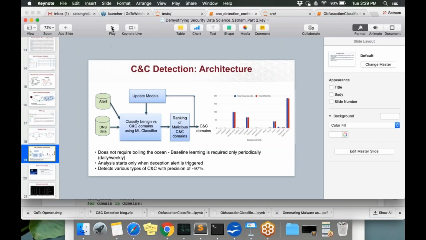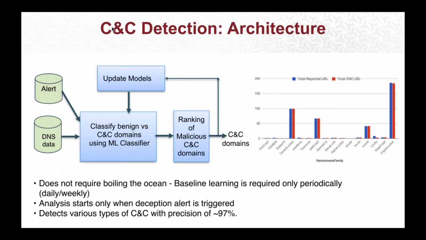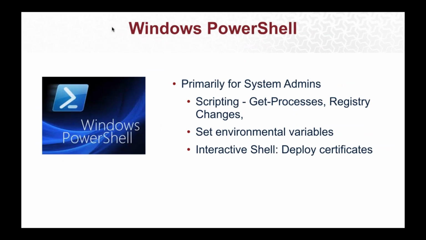Okay, so we discussed C&C detection using supervised machine learning. Let's discuss another case study. This case study is about Windows PowerShell. Attackers use PowerShell as well, along with our system admins.